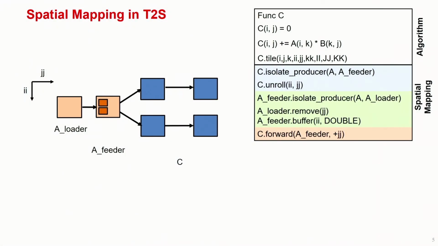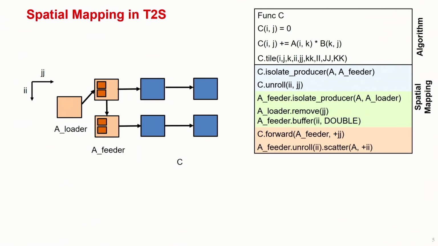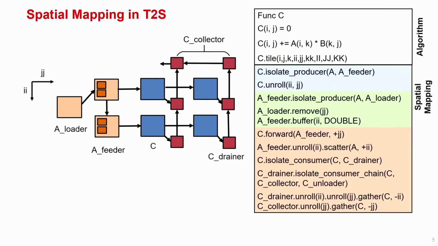Now the user can also specify the forwarding directive, which will create a forwarding network within the same row of the C compute PEs, which is also known as the systolic communication. The user can unroll the A feeder and then create a scatter network using our scatter directive. And the user can further isolate C drainers and C collectors from the main compute PE C and use our gather directive to implement a 2D gather network.